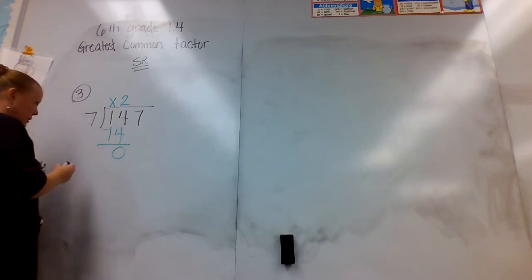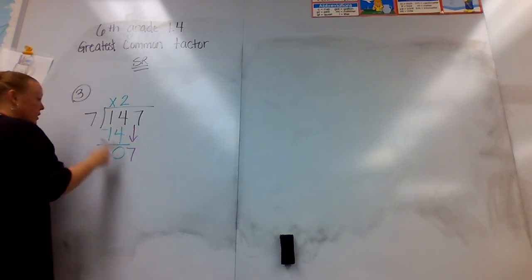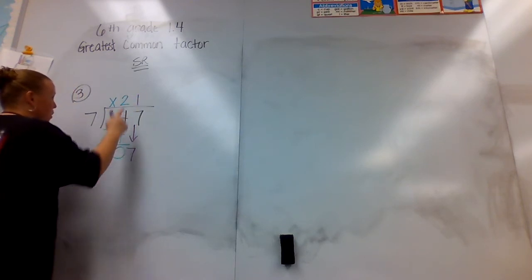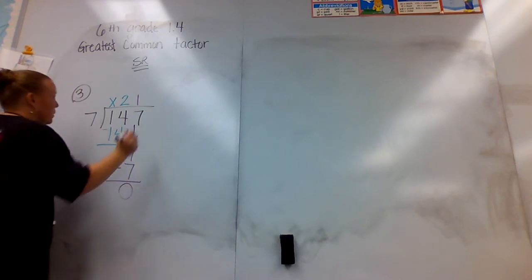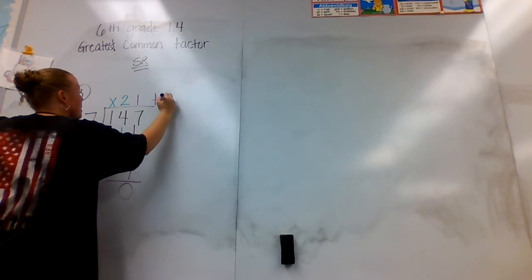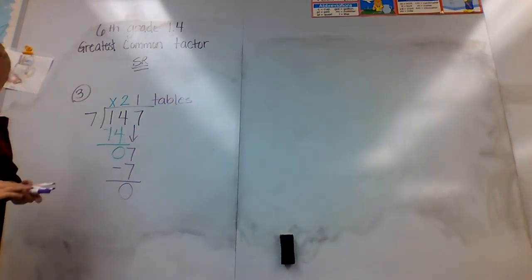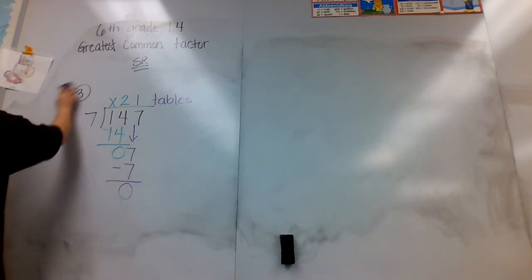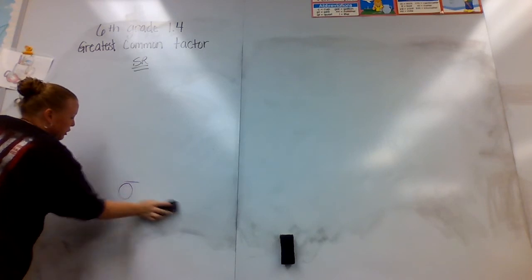0 is definitely less than 7. So I can bring down my other 7. 7 goes into 7 1 time. 1 times 7 is 7. Subtract. We are going to have 21 tables. Okay? All right. Make sure you're showing your work, guys.